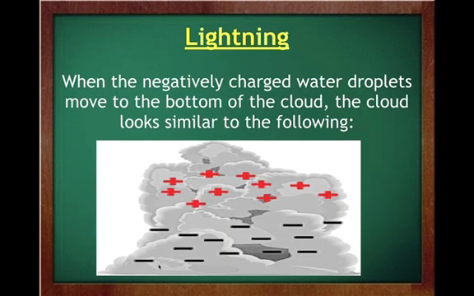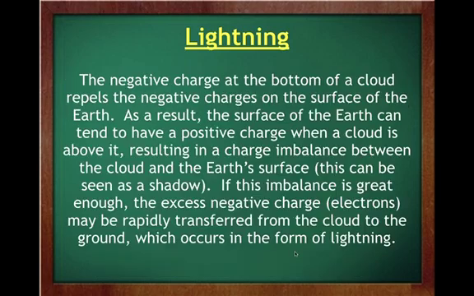of that cloud that's closer to the Earth's surface, and that'll essentially cause a charge by induction on the Earth's surface. So the positive charges within the Earth's surface will come to the top of the surface and be more attracted to that cloud. And then again, that's an imbalance between the cloud and the Earth's surface. It kind of looks like a shadow.